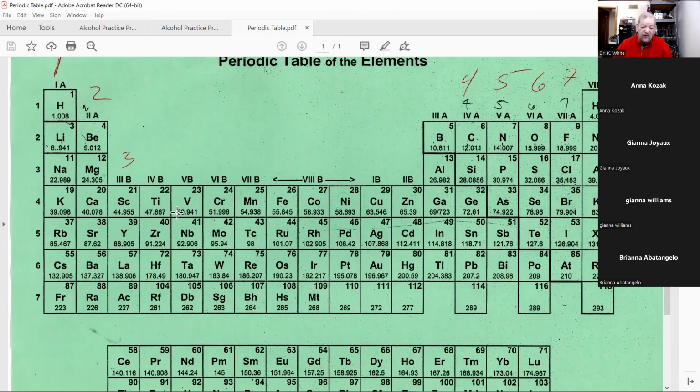If I have, let's go to the high price neighborhood, 1 mole of gold, the atomic weight to 3 significant figures is 197. So if I want a mole of gold, I need 197 grams. If I needed 1 mole of silver, Ag, the atomic weight to 3 significant figures is 108. So if I wanted a mole of silver, that would be 108 grams.